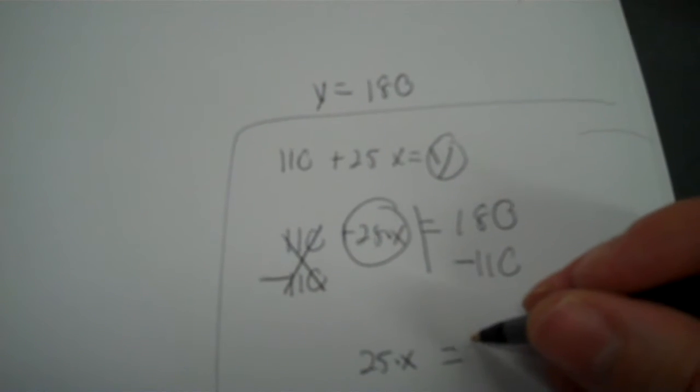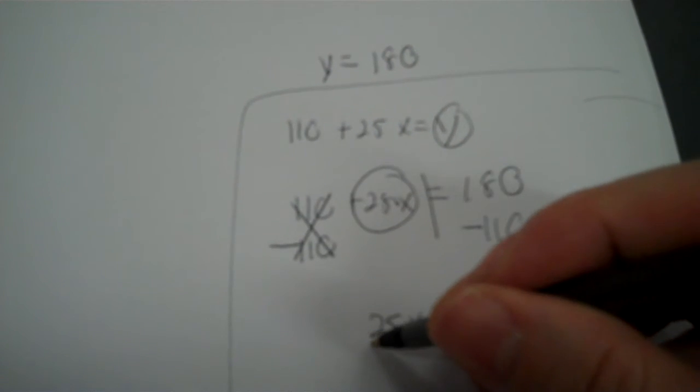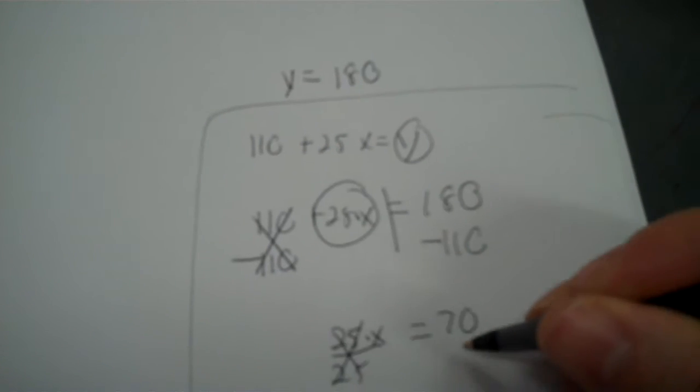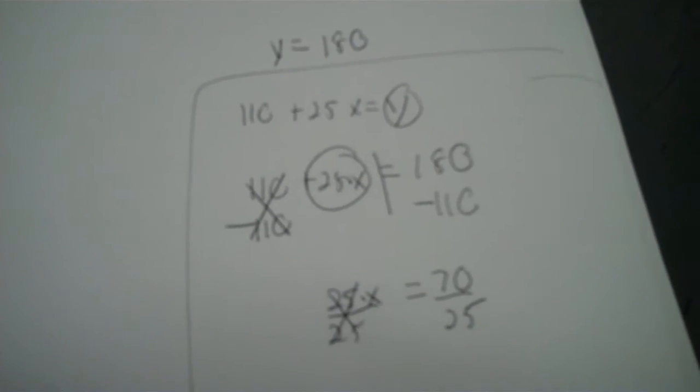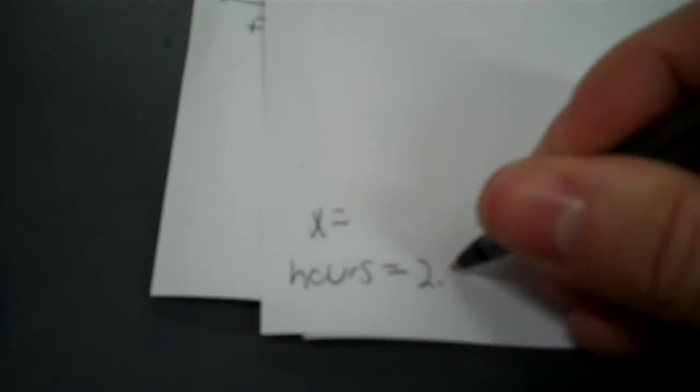180 minus 110 is 70. And then I'm going to divide, time to divide, by 25. So 70 divided by 25 gives me 2.8, so it's 2.8 hours.